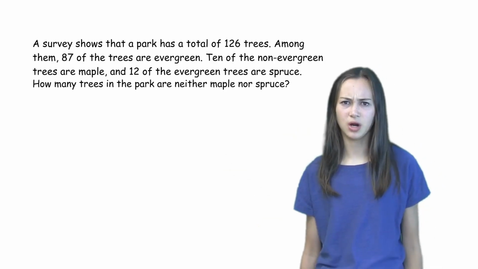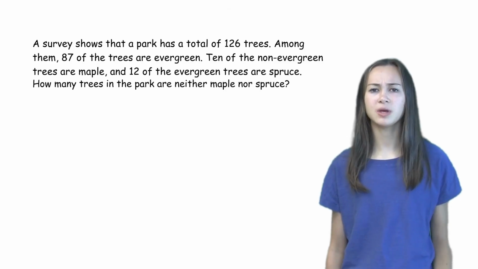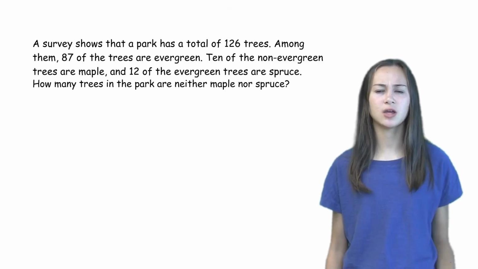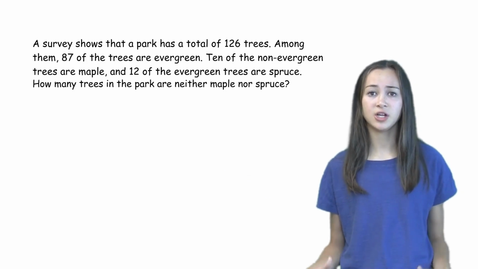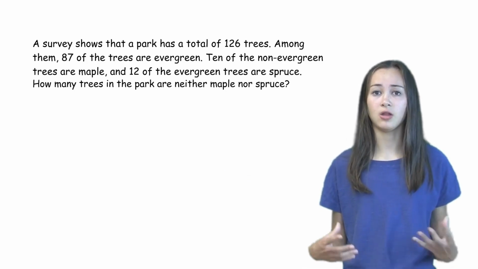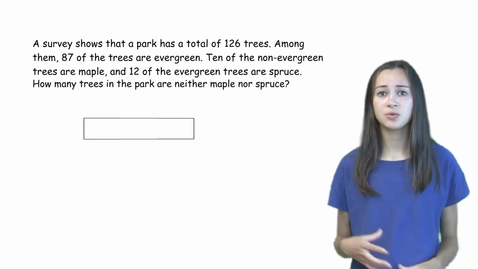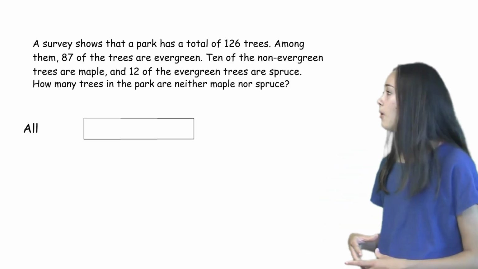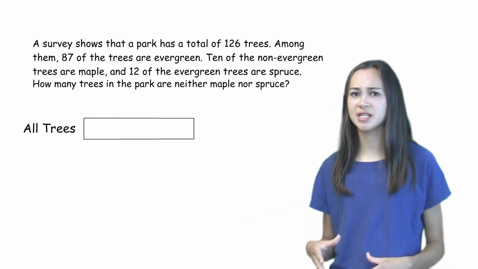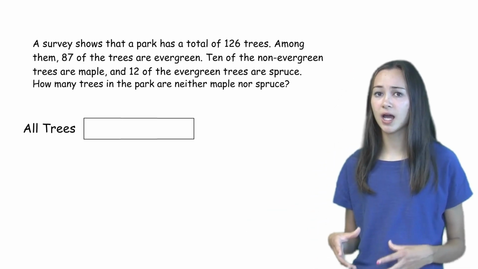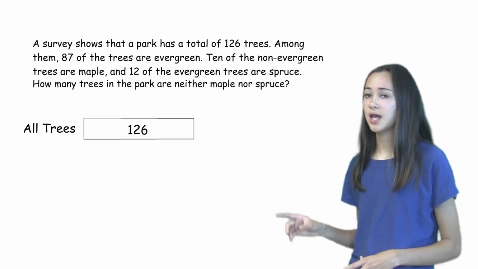This is a confusing problem. So drawing pictures will help us understand what this problem is saying. Drawing boxes can be very useful for representing all the numbers given. So we can draw a box to show all of the trees. So since there are 126 trees in the park, we can write 126 in this box.